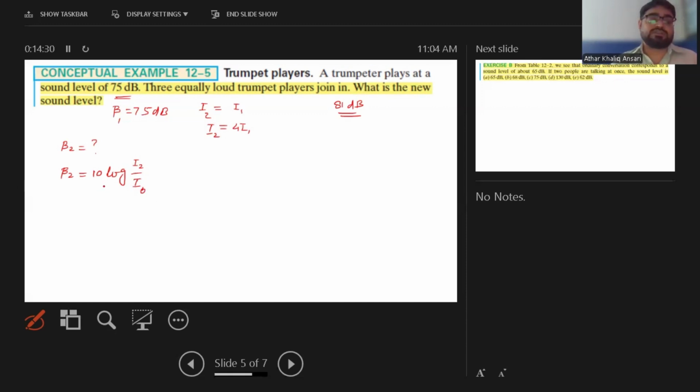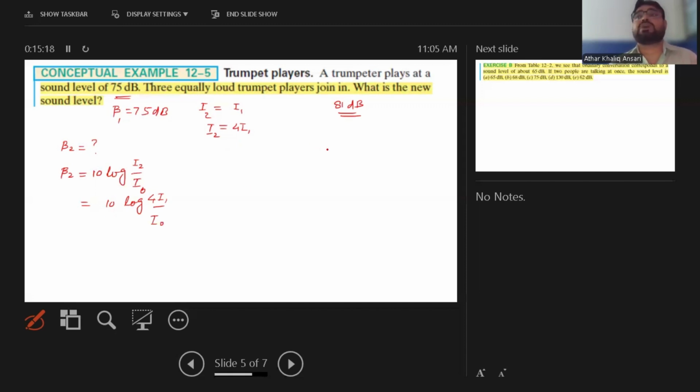So I am going to change it to this one: 10 log of, if I multiply and divide by I naught, I can do it like that. But I have a value here that I2 is equal to 4 I1. So I can write it here: 4 I1 over I naught. Agree? 75 plus 6 is 81, I know. But I'm telling you, if you forget this one, how to solve it. So I2 is equal to 4 I1 because the people now increase to 4 from 1.